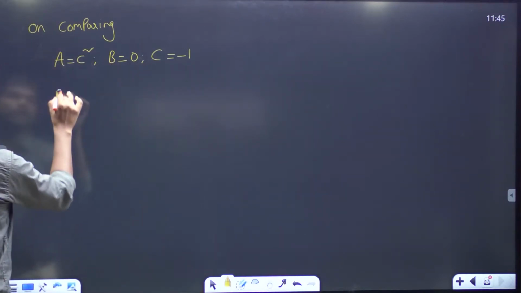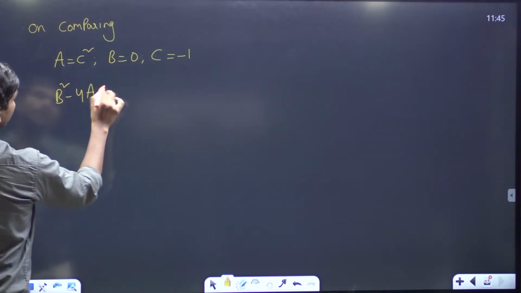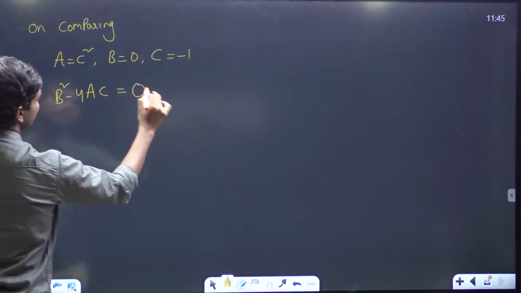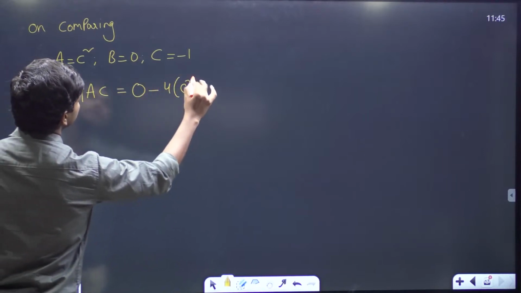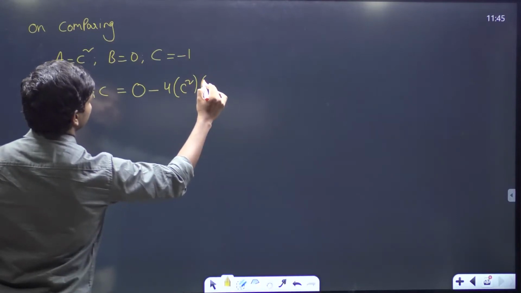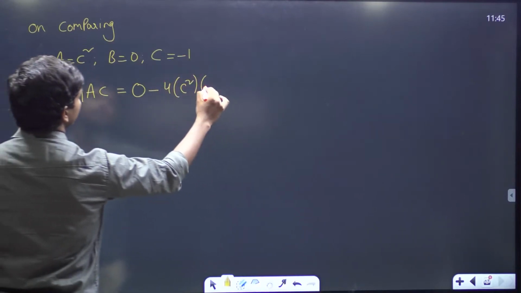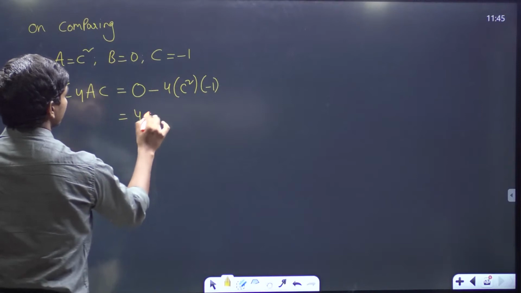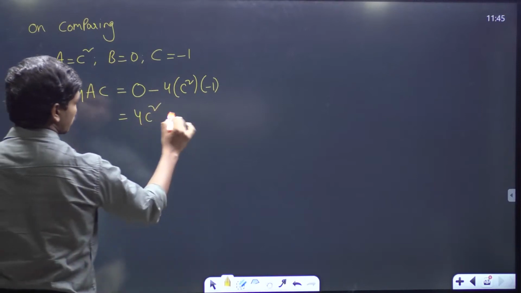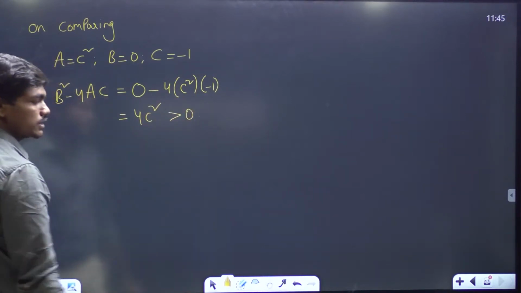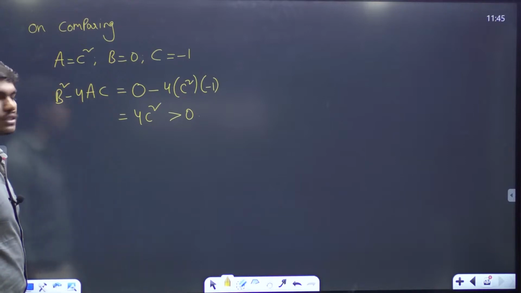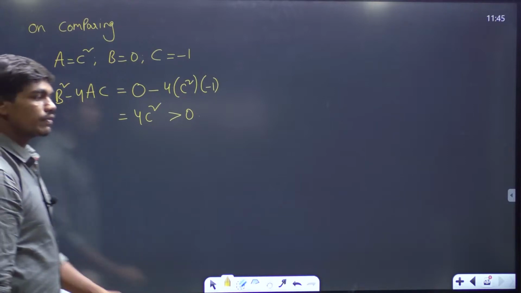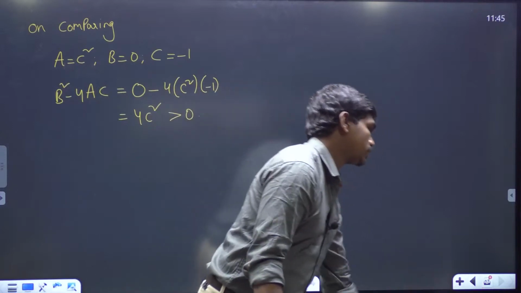Okay, so if you calculate b square minus 4ac, what's the value that you're having? 0 minus 4 into a value, which is c square, and this is minus 1. So b square minus 4ac is 4c square, and c square is always positive, so this is always greater than 0. Okay, so 4c square is always greater than 0, which means this wave equation is of hyperbolic nature.